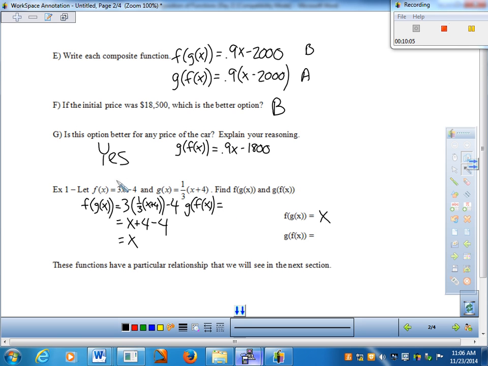So that means f of x, which is this right here, replaces the inputs of the g function. In this case, there's only the one. So this goes in here. Let's see it play out. So 1/3, and then 3x minus 4, and then plus 4.